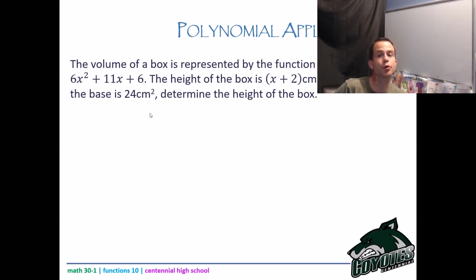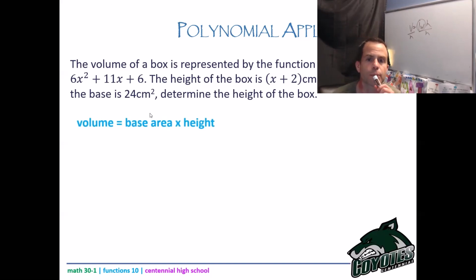Okay, so I know the height of the box is x plus 2. If I know the height of the box is x plus 2, then that's actually a factor that I could divide out of v of x. If I divided that out of v of x, I would actually be left with the area, right? If volume is, let me write this down for you here. If volume is length times width times height, and I divided both of those by height, I'd be left with length times width, which is the area, okay?